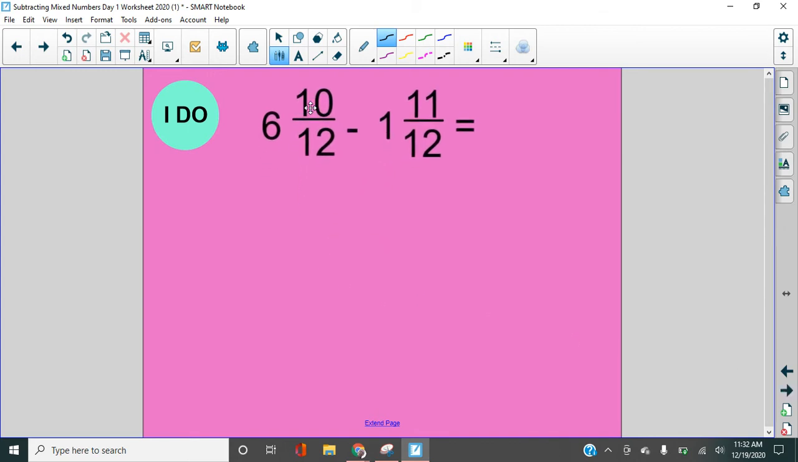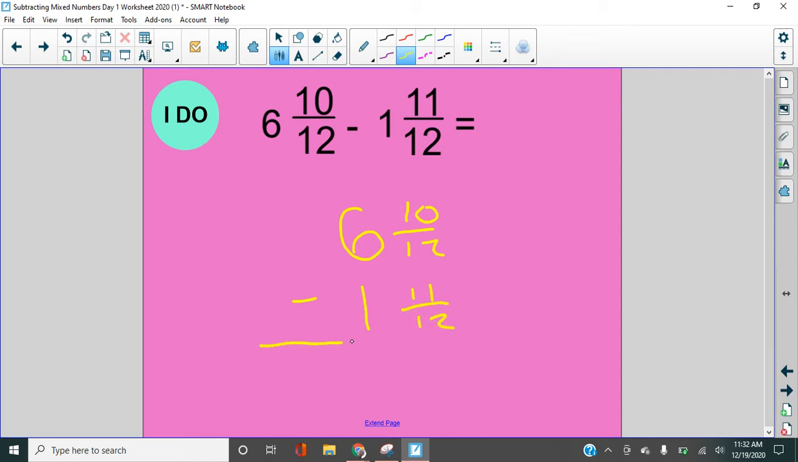Now, what I'm going to tell you is to not try to do these sideways. Doing these problems sideways almost always leads to confusion. So I have 6 and 10/12 minus 1 and 11/12. So 10/12 minus 11/12, big bottom. So I have to borrow. I'm going to borrow from the 5.